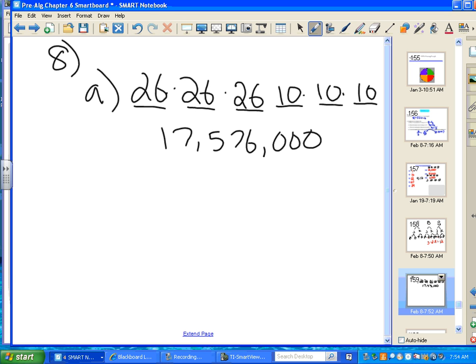Any questions on A? Okay, let's go to letter B, and then we're going to go back to the notes. So draw 6 empty lines for letter B still. Letter B asks us how many passwords are possible if no letter or digit can be repeated and the letters have to be lowercase. So no repeats, the letters have to be lowercase.